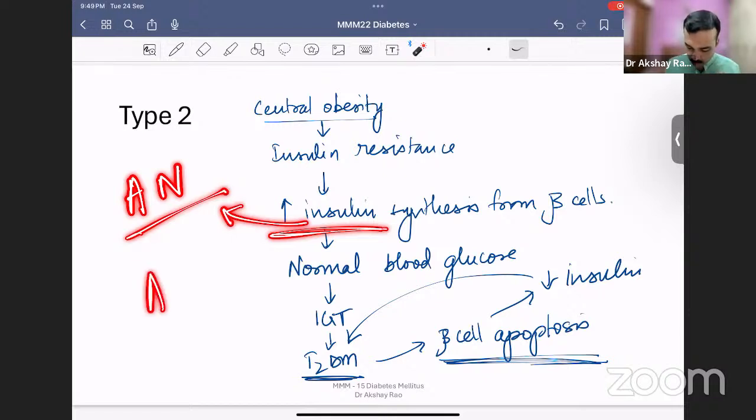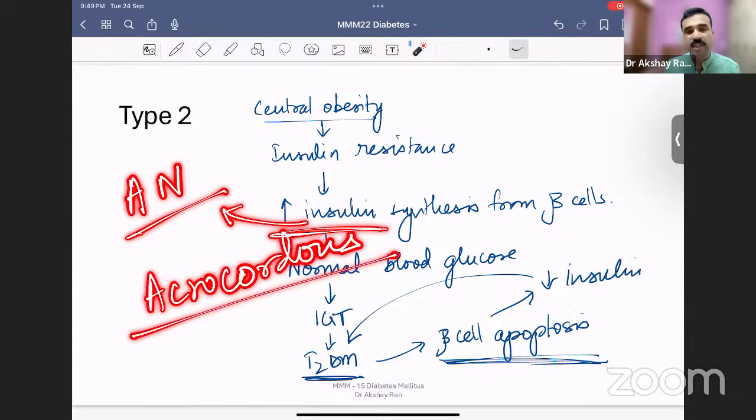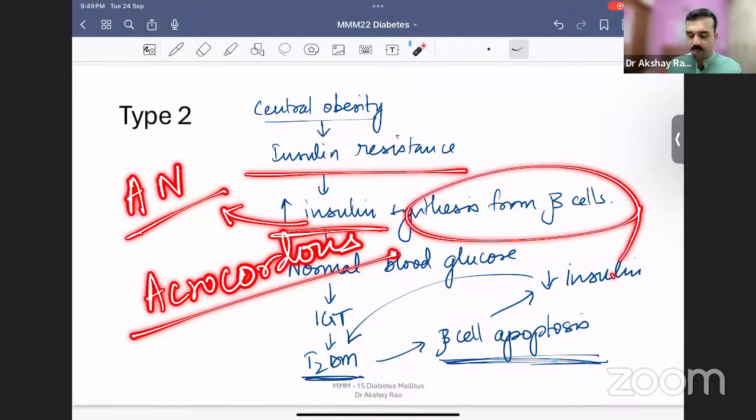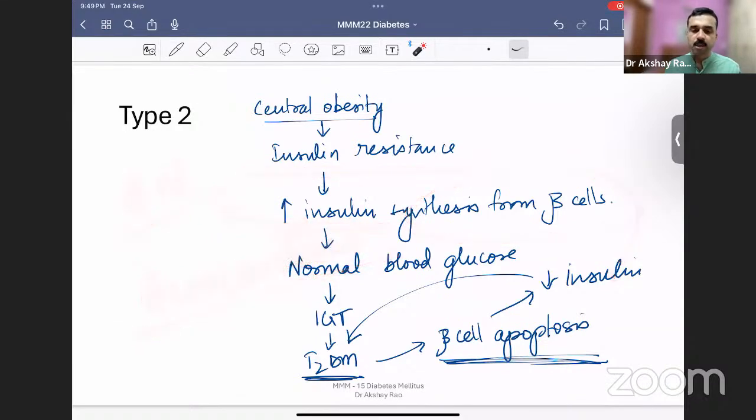Skin develops acrocordons. Acrocordons is the medical term for skin tags. You'll see multiple skin tags, acanthosis nigricans. These are skin manifestations of hyperinsulinemia. Why is the insulin level high? To try and counter the insulin resistance. Okay, as a result of beta cell hypersecretion, too much activity in the beta cells, eventually they'll get burnt out. So the person will land up with insulin deficiency. Then they can land with DKA, diabetic ketoacidosis.